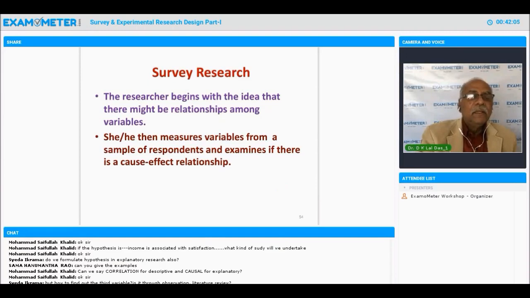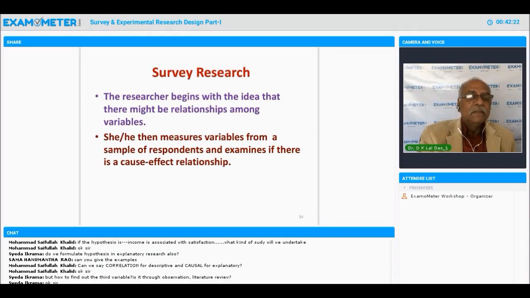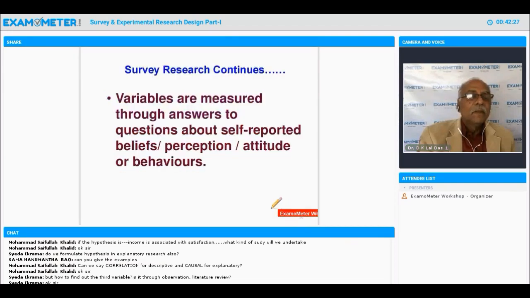The researcher begins with the idea there might be relationship among variables. She or he then measures variables from a sample of respondents and examines if there is a cause-effect relationship. Variables are measured through answers to questions about self-reported beliefs, perception, attitude, or behaviors.